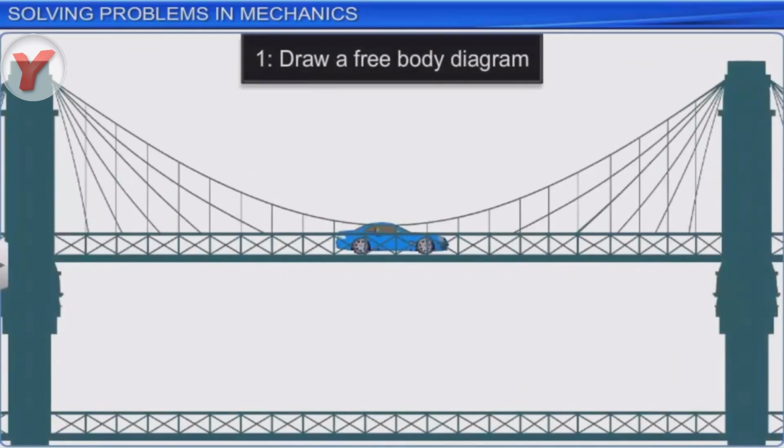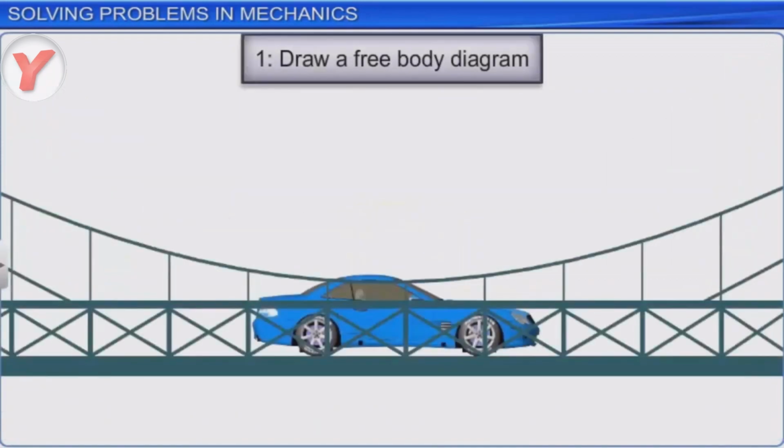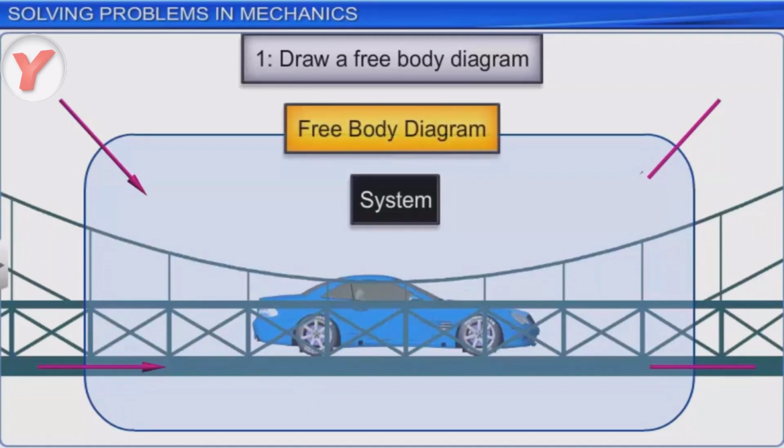Let's take a look at each of the steps involved. To draw a free body diagram, we need to draw a schematic diagram showing all the bodies in an environment along with their links and supports. Then, we consider a convenient part of this diagram, relevant to the problem at hand, as a system. Then, we draw a detailed diagram of this system along with the external forces acting on it. This diagram is known as a free body diagram. This completes step 1 of the solution.